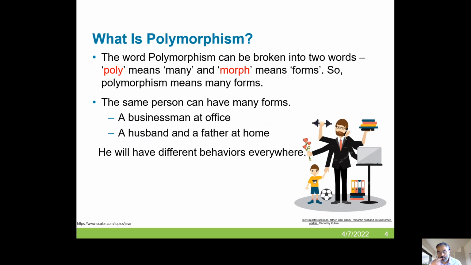The word polymorphism can be broken into different words. Poly means many and morph means forms. So polymorphism means many forms. We can have an example like a person can have more than one form, like this person can be a businessman at the office and a husband and a father at home. So we can say now that this person has different behavior in different places.